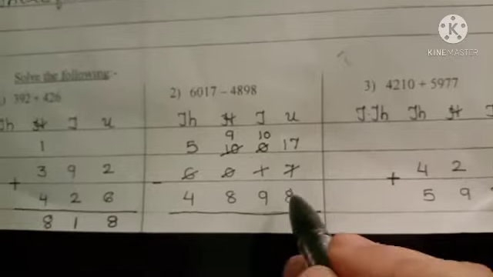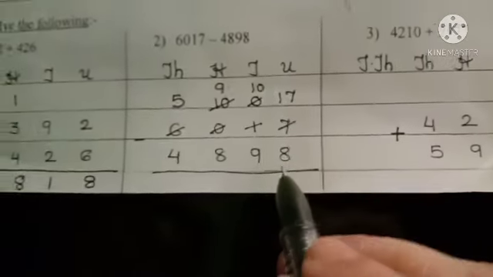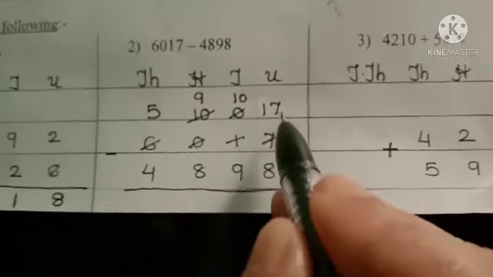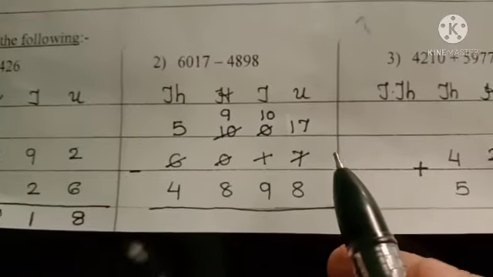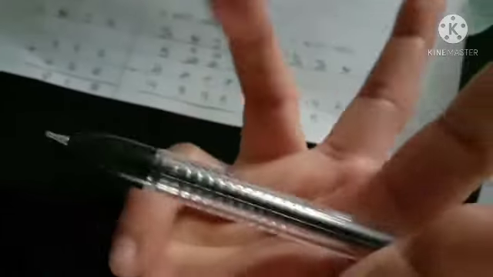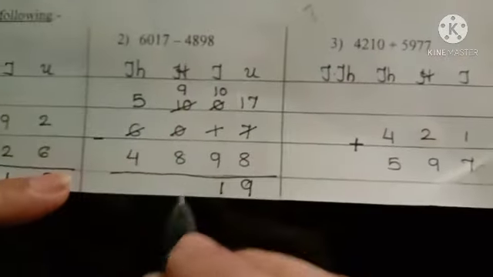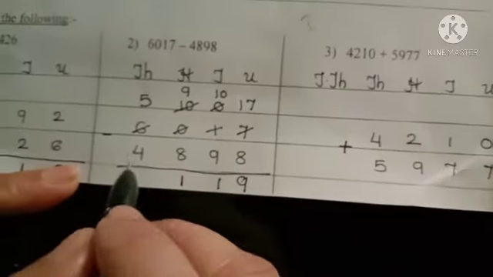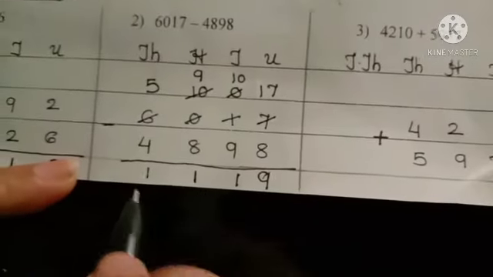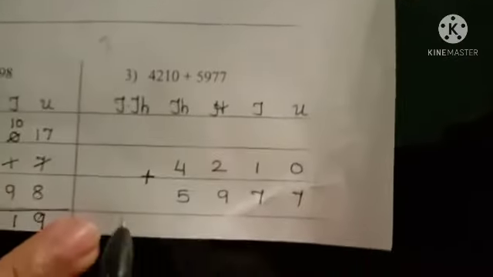17 minus 8 means we have to count the numbers after 8 up to 17. That is 9, 10, 11, 12, 13, 14, 15, 16 and 17. So it is 9. 10 minus 9 is 1. 9 minus 8 is 1. 5 minus 4 is 1. So the answer is 1119.